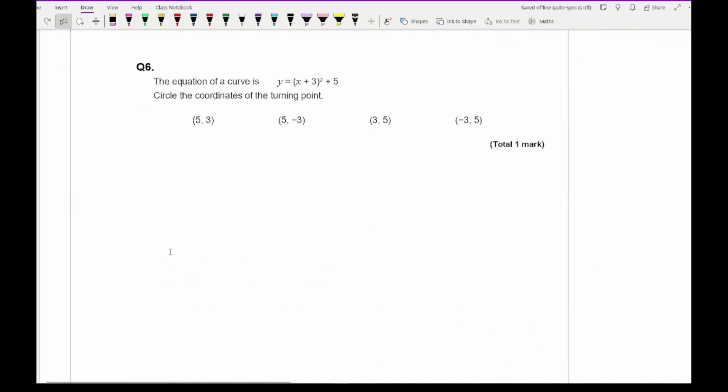Moving on to question 6, it says the equation of the curve is y equals x plus 3 squared plus 5. Circle the coordinates of the turning point. So again, looking at my bracket, to make that bracket equal to 0, x must equal minus 3. And the number at the end is positive 5. So I'm looking for the coordinate minus 3, 5, which again is my last option.